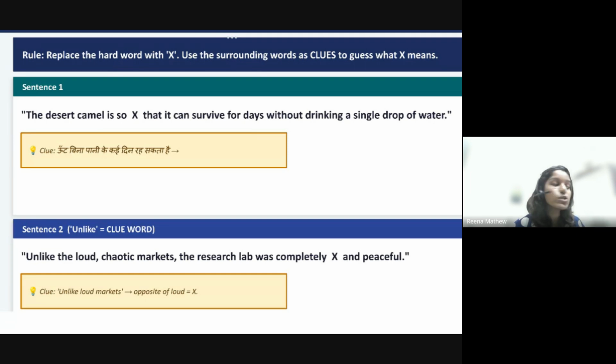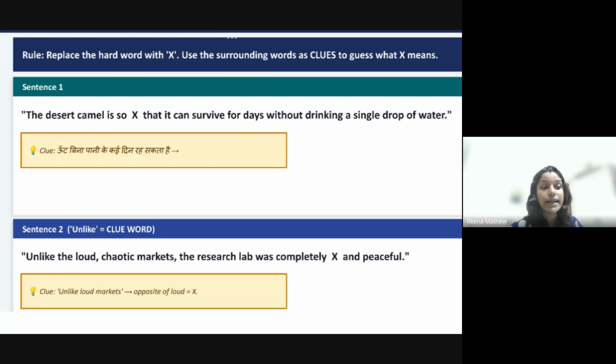Okay, now let's look at the second sentence. Unlike the loud, chaotic markets, the research lab was completely X and peaceful. Okay. Now, the answer was strong or resilient. So how did you learn that? I'll come to that. So X mein, you don't know what the word was, but from the surrounding context you try to understand and then you guess the meaning of the word. We'll do the second one.